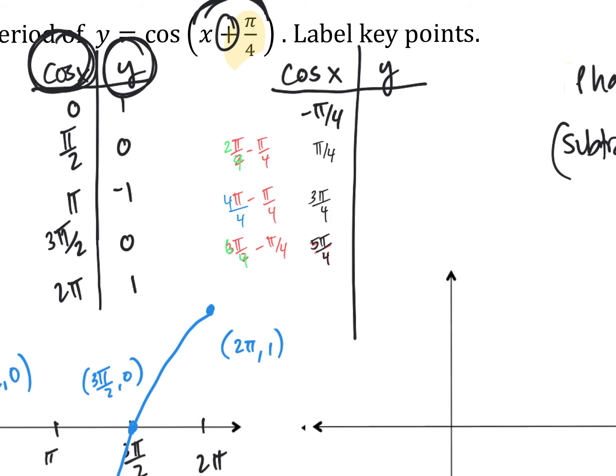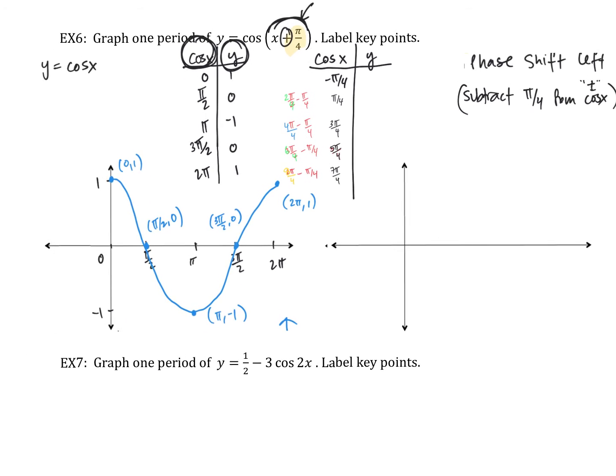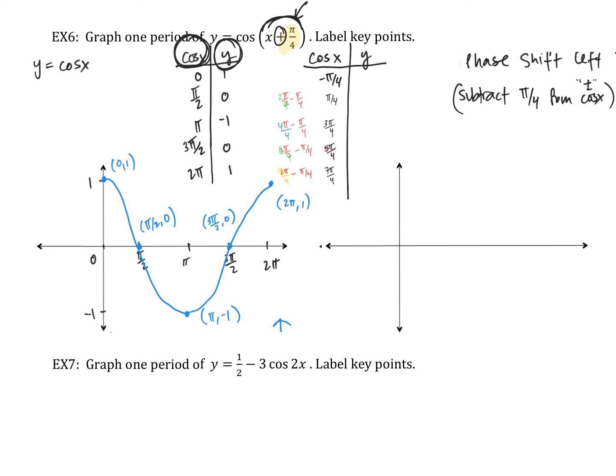Okay, so we have 2 pi minus pi over 4. Creating the same denominator, we want a 4, and then that'll be 2 times 4, so that'll be 8. So 8 pi over 4 minus pi over 4 is going to be 7 pi over 4. Alrighty, so there we have our cosine values. And our y values have not shifted at all. Now let's go ahead and plot these points.